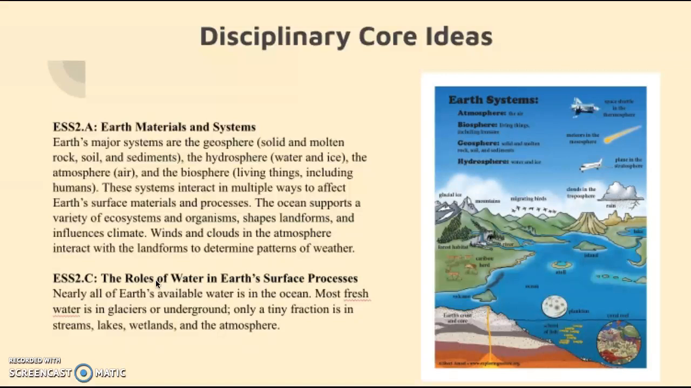ESS2C, the roles of water and Earth's surface processes. Nearly all of Earth's available water is in the ocean. Most fresh water is in glaciers or underground. Only a tiny fraction is in streams, lakes, wetlands, and the atmosphere.